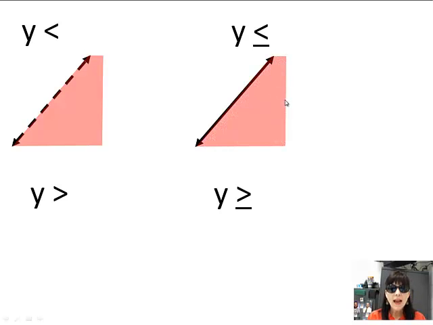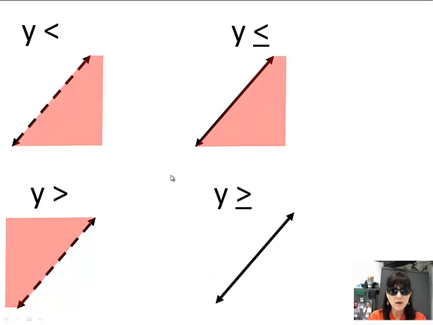Good job. And then y is greater than. Again, it's a dotted line just like this one, and we're going to shade the region above. And the very last one, y is greater than or equal to, it's going to be a solid line just like this one, and it's going to be the region above because it's greater than.